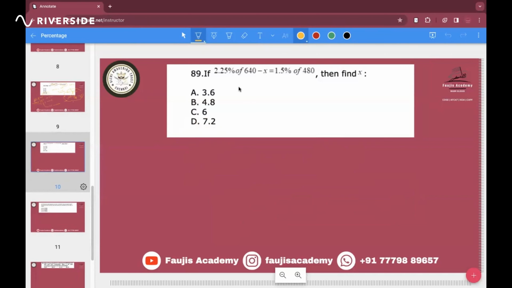Can we write this as 2.25 by 100 into 640 minus x is equal to 1.5 by 100 into 480. What did I tell you? Percentage means what? 1 by 100. This is what we have done and nothing else. Now these 2 point goes away, so we'll put 1, 2, 0 in the denominator. Now this point goes away, so 1, 0 we'll put in the denominator.